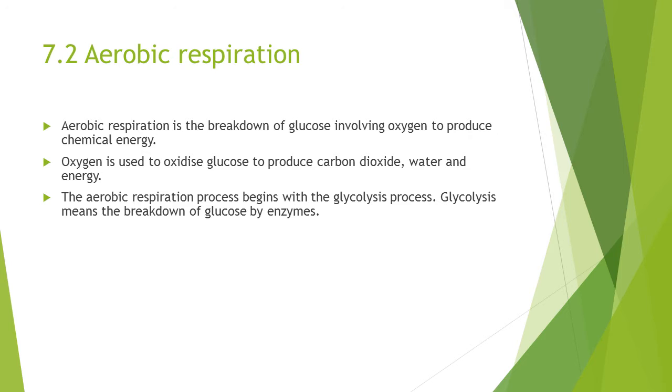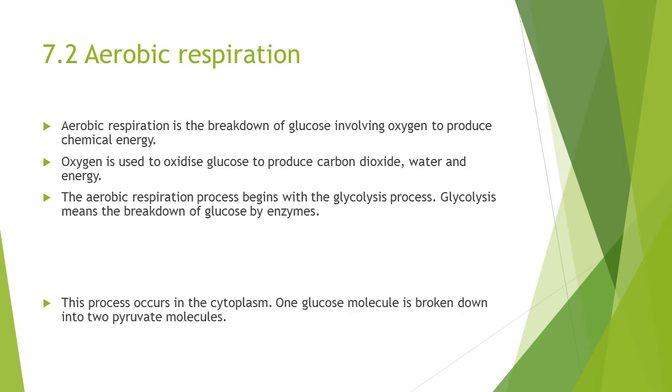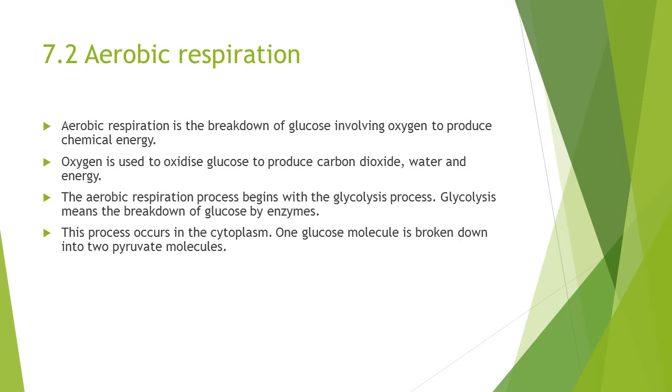The first stage for aerobic respiration is glycolysis. Glycolysis is the process to break down glucose by enzymes. This process occurs in the cytoplasm. One glucose molecule is broken down into two pyruvate molecules. So in the cytoplasm, glycolysis occurs to break down the glucose into two molecules of pyruvate.